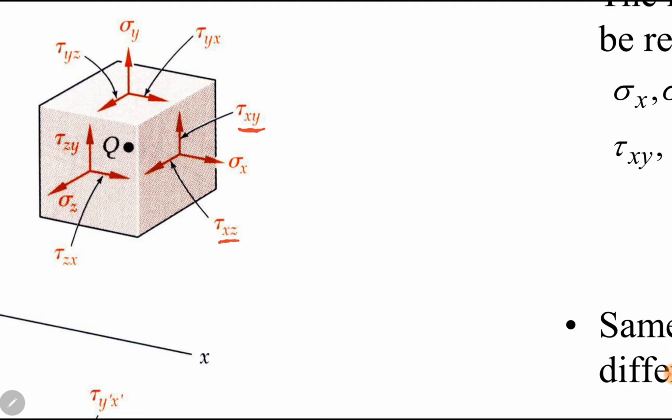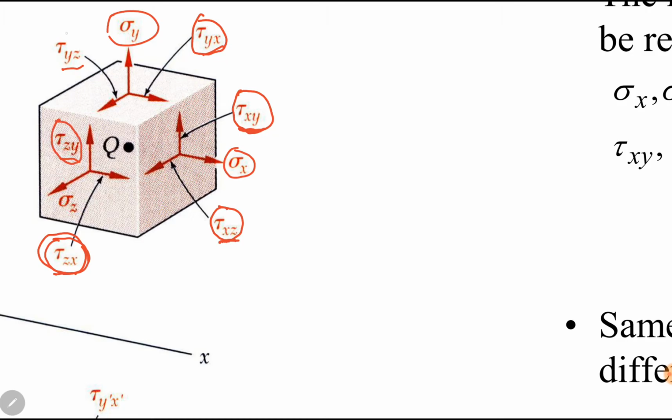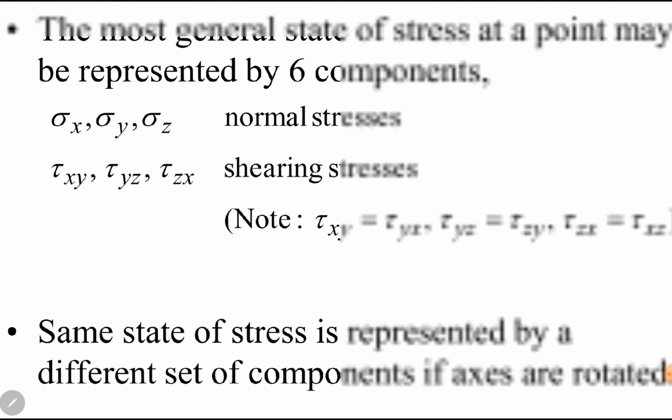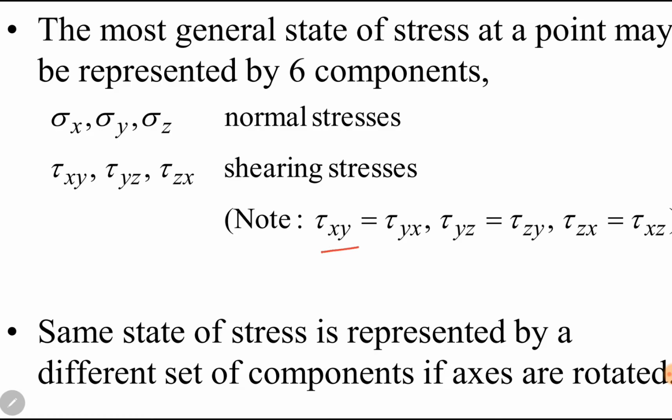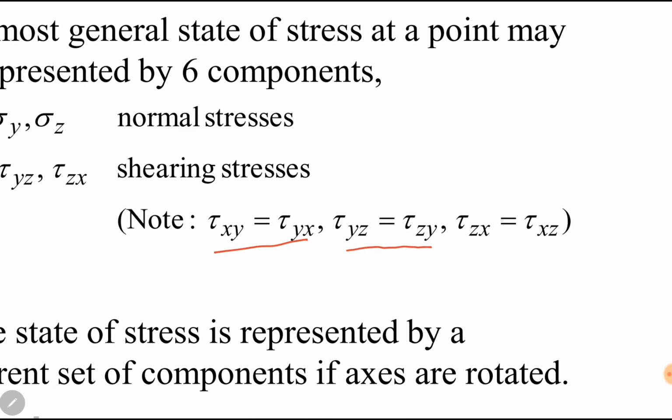Here are tau xy, tau xz, tau yx, tau yz, tau zx, tau zy. So 3 normal stresses and 6 shearing stresses, but among these 6 shearing stresses, the corresponding components are the same. For example, tau xy and tau yx are the same, so we can count them as a single component. Similarly, tau xz and tau zx are the same, and tau zy and tau yz are the same. So each 2 shearing stress components are the same. So we may say that we have 3 shearing stresses, because tau xy is equal to tau yx, tau yz is equal to tau zy, and tau xz is equal to tau zx.